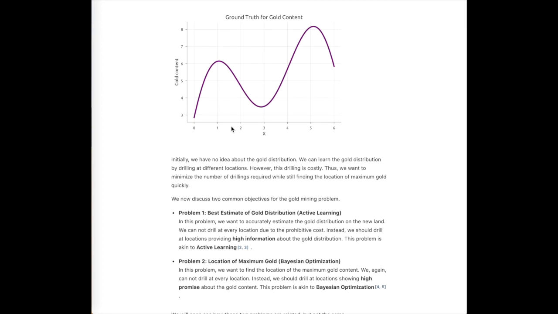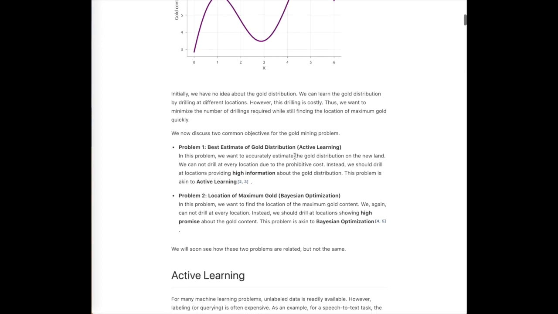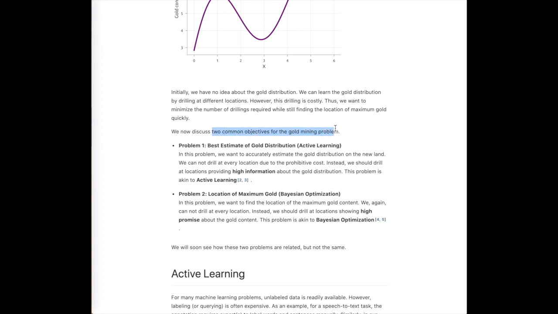We can drill at an X location to find out how much gold is there, but it's expensive to do so, and we don't get gradient information from the point. The article describes 2 components of the gold mining problem. Active learning is where we search for high information points to drill at. Bayesian optimization is about drilling at locations that show high promise about how much gold is there.